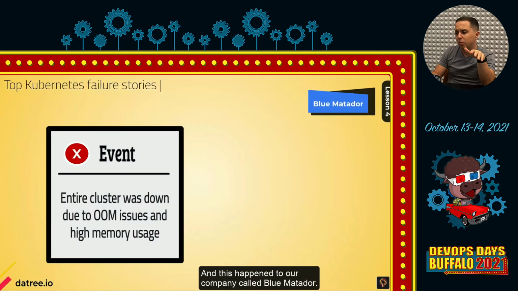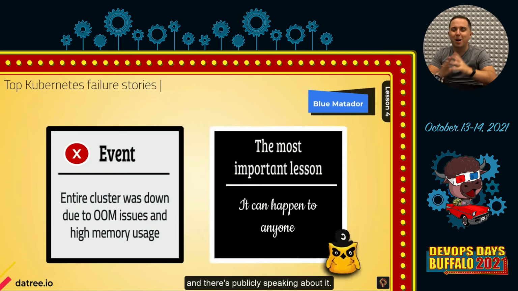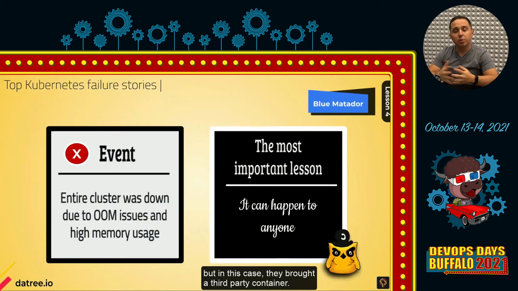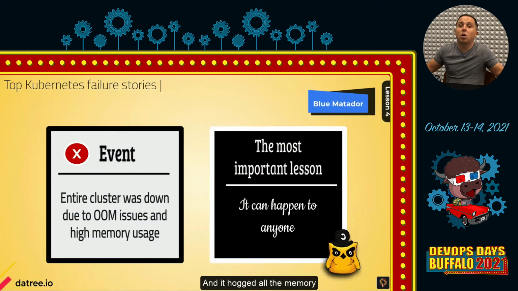And this happened to a company called Blue Metador. And by the way, all of those postmortems are public, and they're publicly speaking about it, so I have no problems to show them. But in this case, they brought a third-party container, and this third-party container accumulated a lot of memory and actually propagated to the rest of the cluster, and it hogged all the memory, and they caused their cluster to crash.